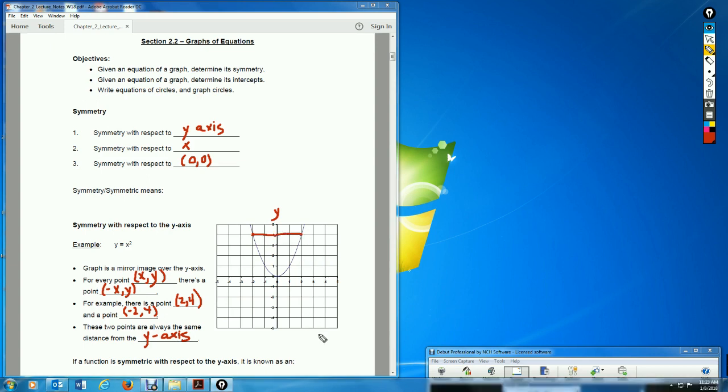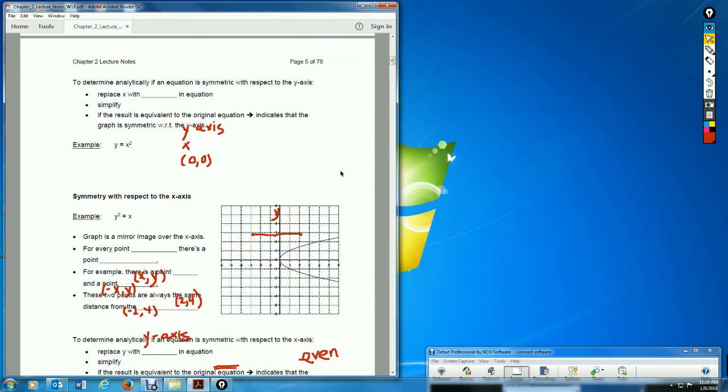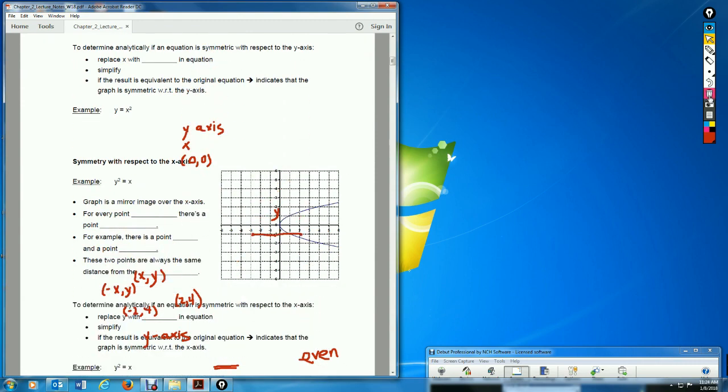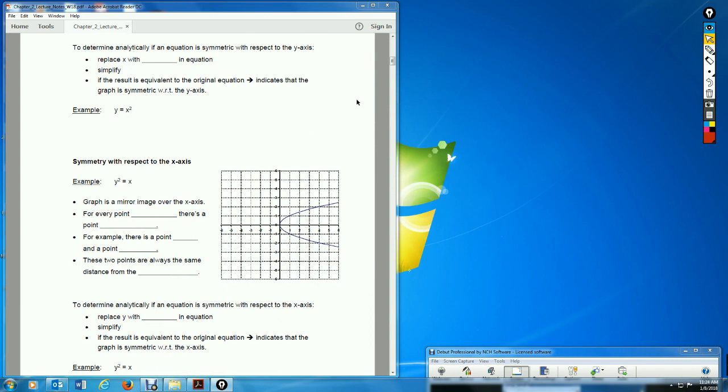Now, this next definition isn't brought up until later in the chapter, but I'll go ahead and mention it now. If a function is symmetric with respect to the y-axis, it is known as an even function. Okay, an even function. So that's important to remember. That will come up again later. All right, I'm going to scooch down and erase. Okay. So that was pretty easy to determine that it was symmetric just by looking at the graph.